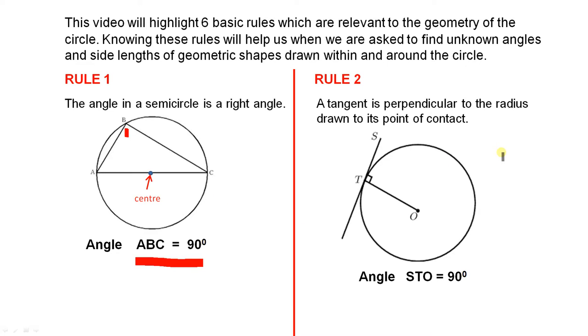Rule 2. A tangent is perpendicular to the radius drawn to its point of contact. So when the radius makes contact with the circle at the point T, and a tangent is drawn so it touches the circle at point T, angle STO is 90 degrees. So that's a right angle. That's quite straightforward.